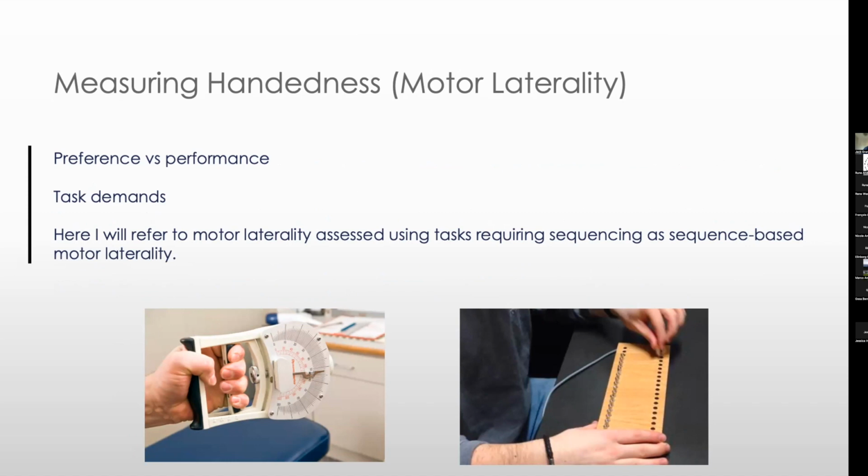So, for example, with the grip strength task, which is shown here in the image on the left, it just measures the amount of force that one can exert on the dynamometer with each hand. But in contrast to this, some tasks require more intricate movements of the fingers. And there's a lot of sequencing of movements involved in certain tasks, such as the pegboard task, which is shown on the right side of the screen.